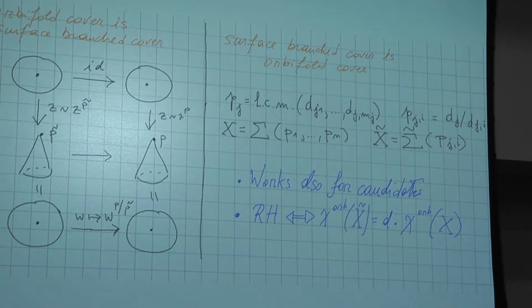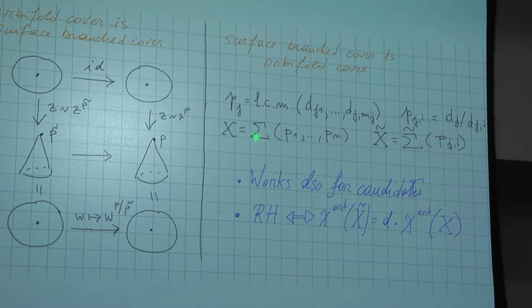The other way around is: if you start from a surface branch cover, you want to associate to it an orbifold in which the map is an orbifold cover. This is not really unique, but there's a best way to do that, and the best way is to define Pj to be the least common multiple of the members of the jth partition, and Pji to be dj over, sorry, I made a mistake. This should have been Pj, sorry.